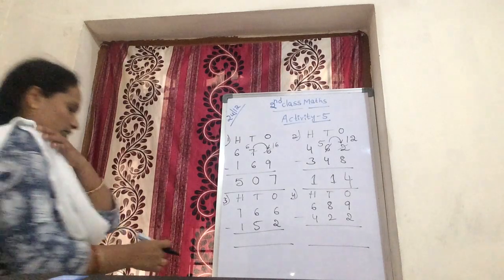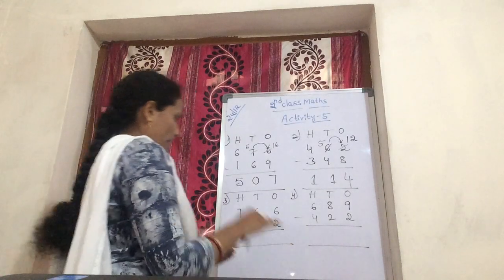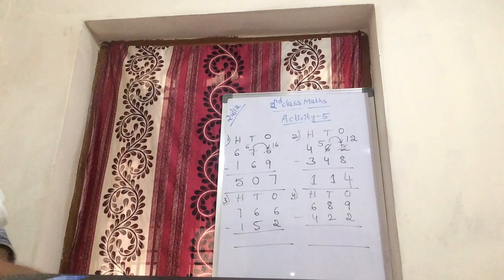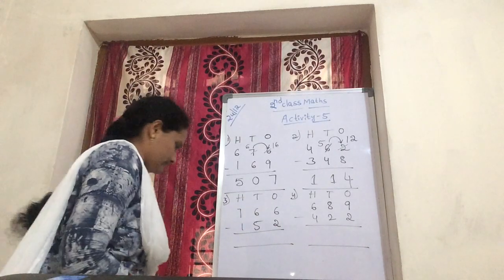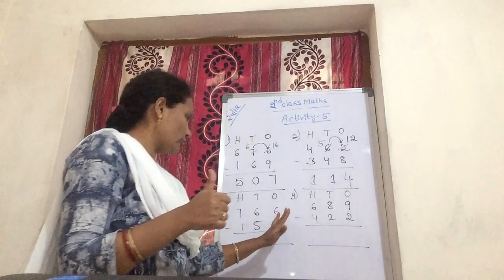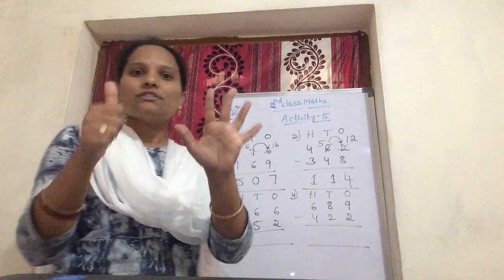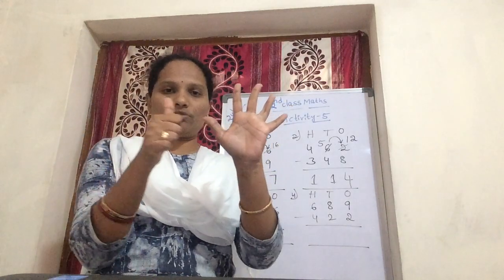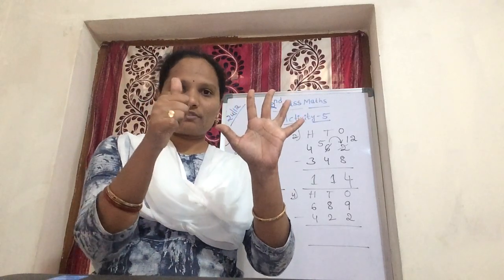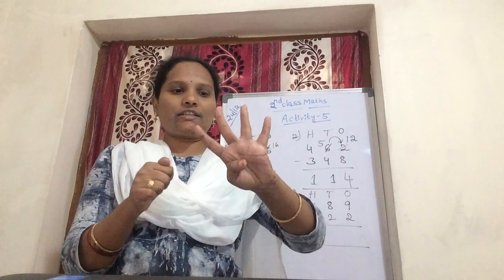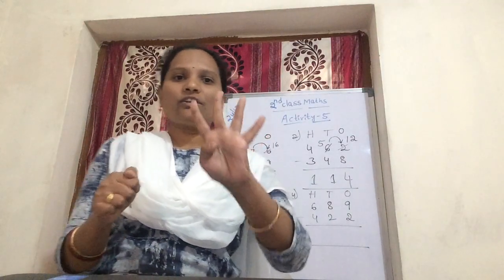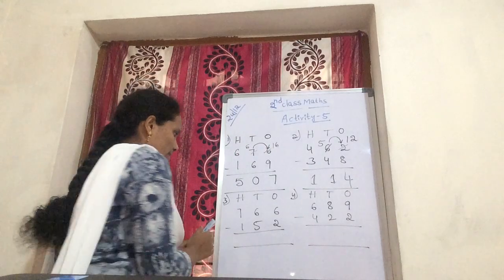Now coming to this third problem. 6 minus 2. First number is 6. You are removing how much, Amma? 2. You are removing 2. Remove 2 fingers. Removing means closing. 1, 2. So still here how many are open? 4. That is the answer in the ones place.